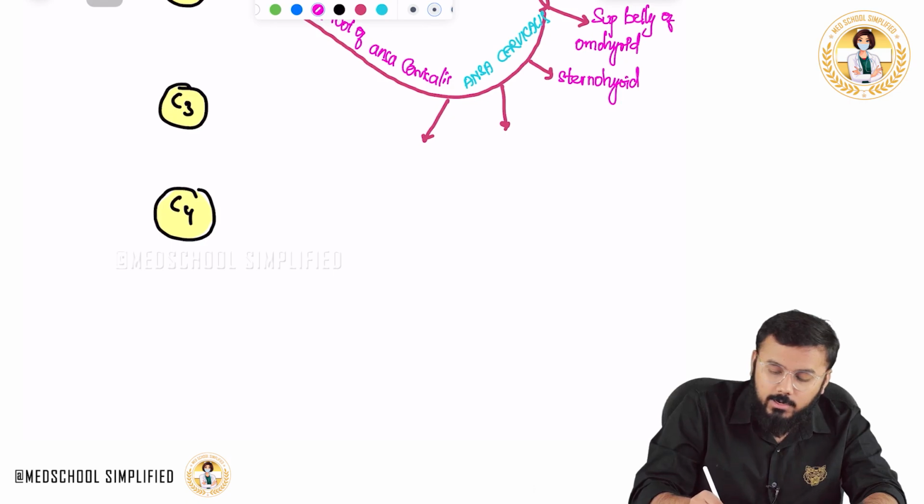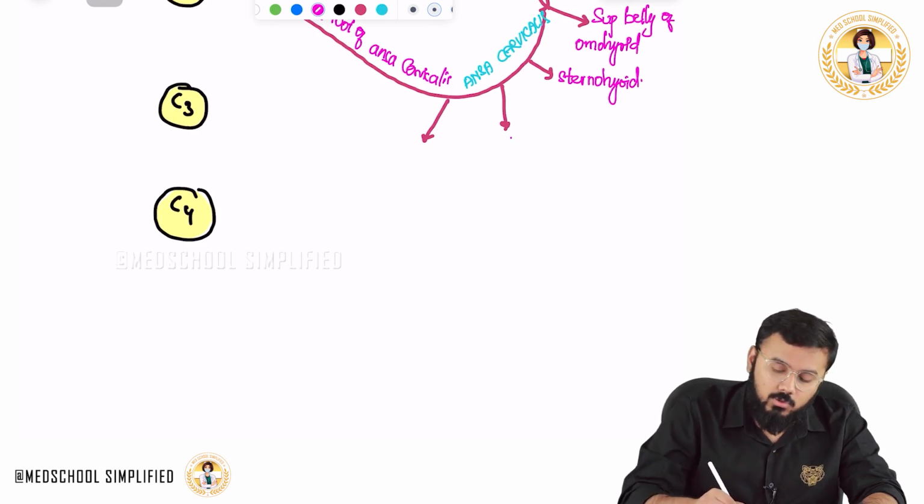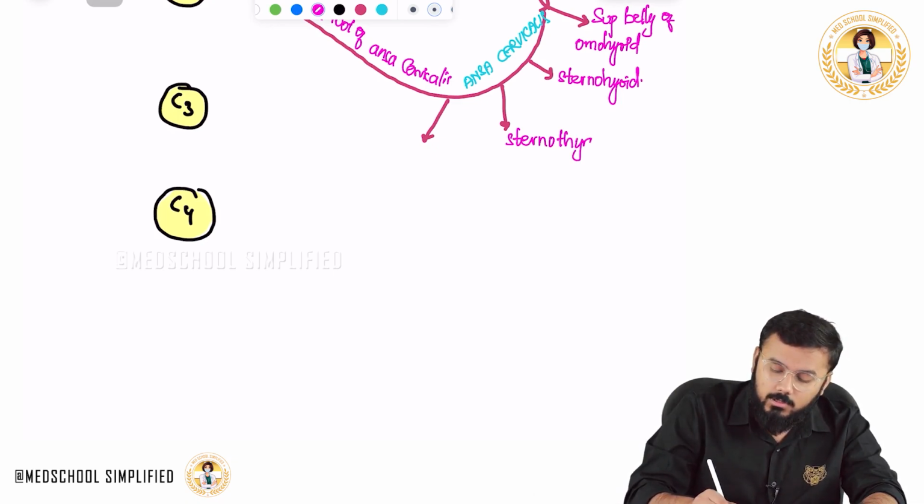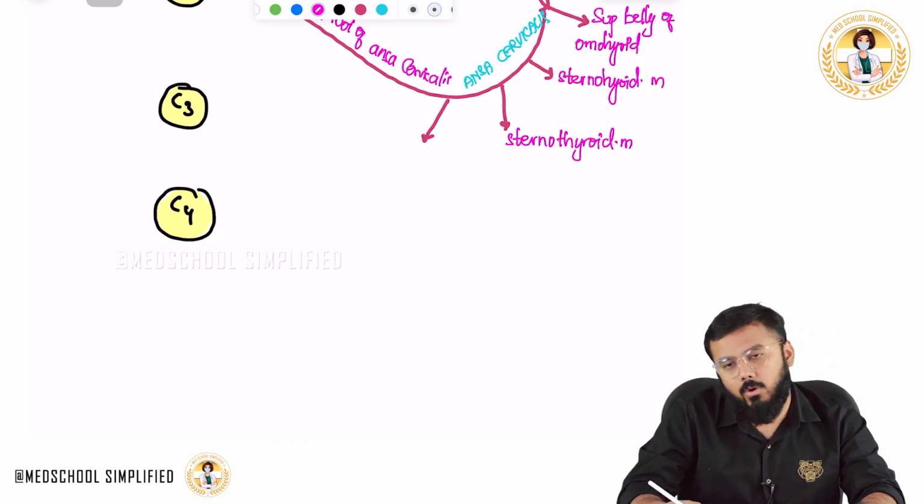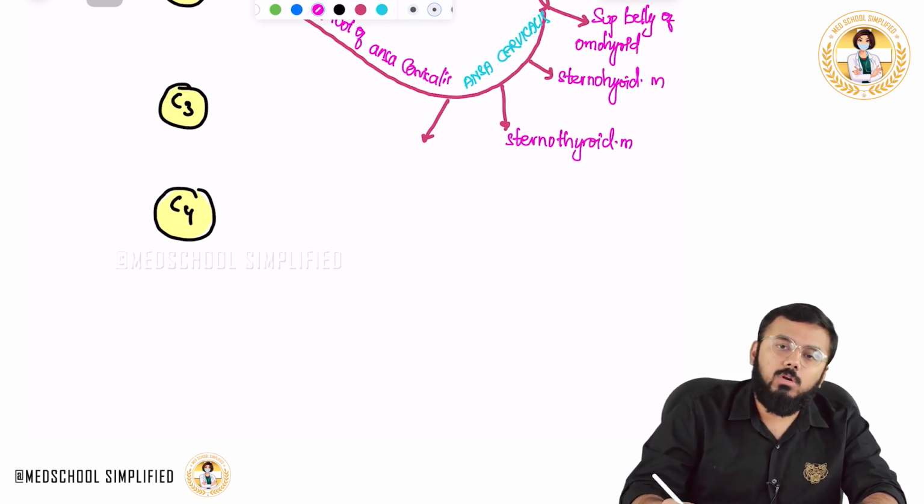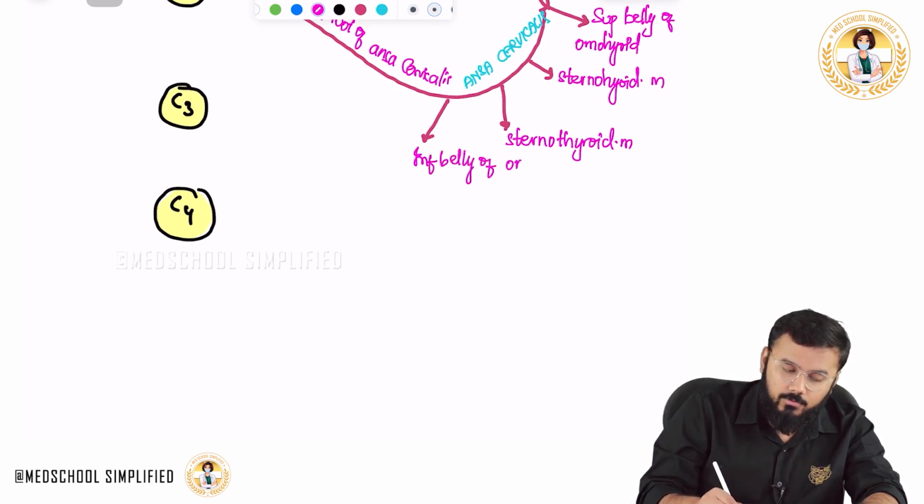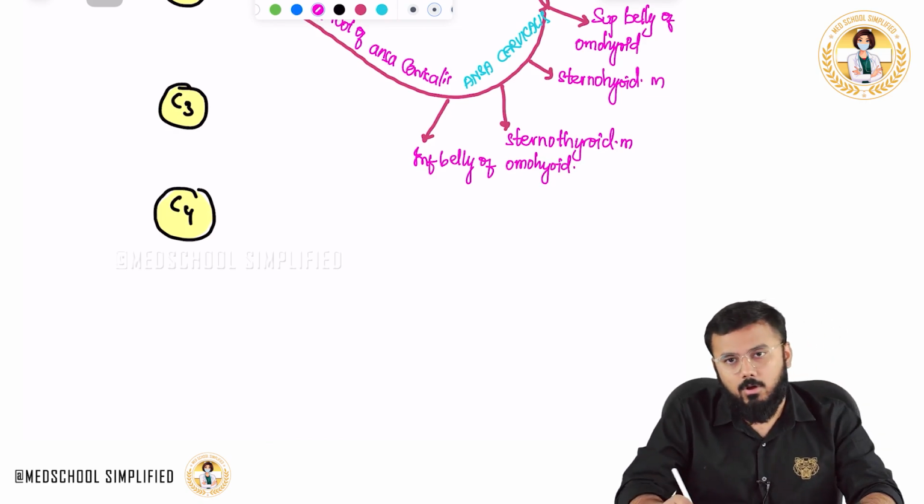Next is called the sternohyoid, right? And the third one is called the sternothyroid. Branch to the sternothyroid muscle, branch to the sternohyoid muscle. Okay. The next one is called the inferior belly of omohyoid.